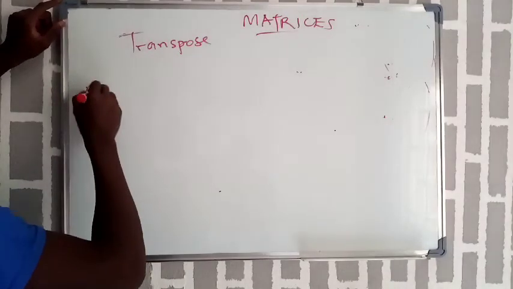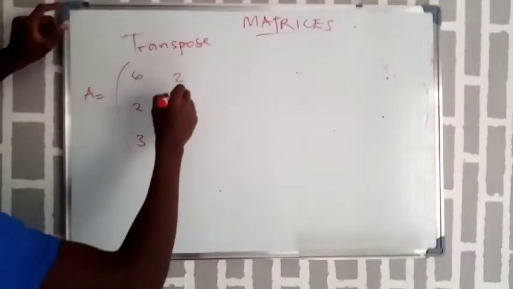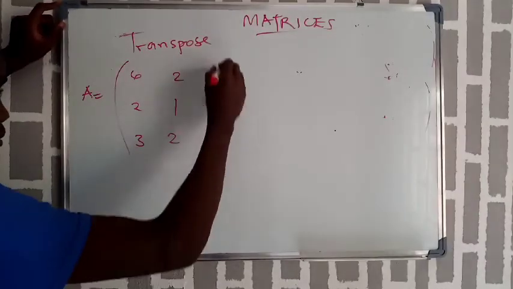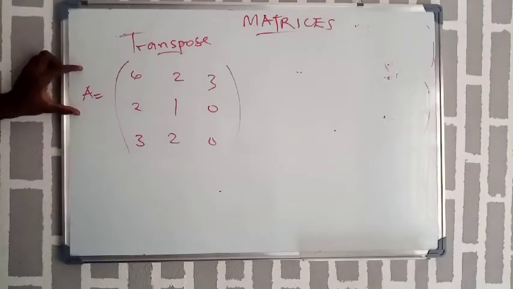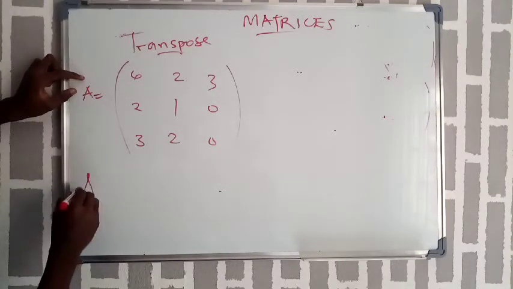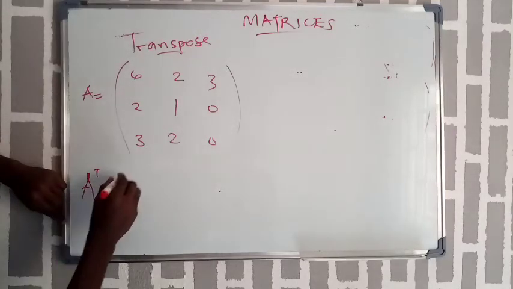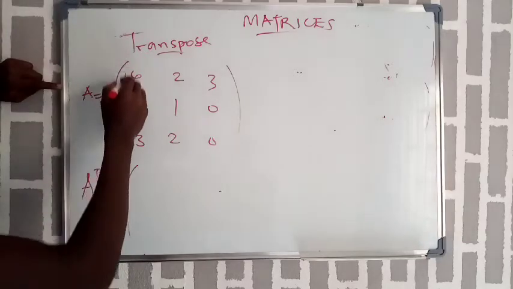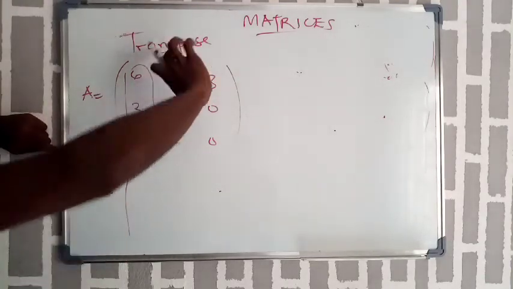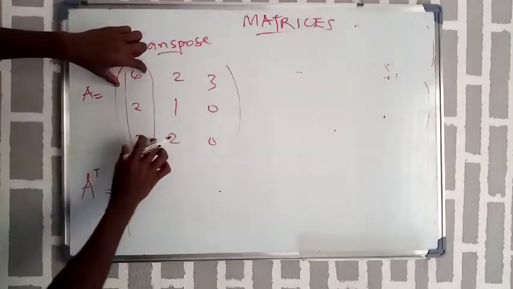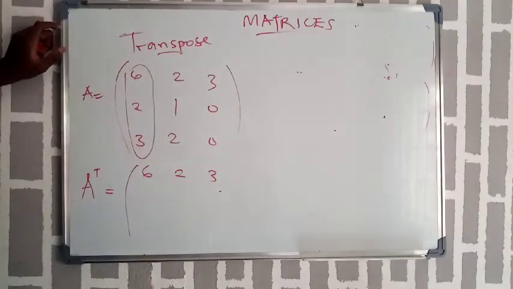If you are given a matrix A, let's say 6, 2, 3, 2, 1, 2, 3, 0, 0. Now we are asked to find the transpose of A. If you are to find the transpose of A, we are going to denote it with A^T. This A^T means transpose of A. What we are going to do now is make this row a column. We are going to make this first row the first column. So this 6, 2, 3 is going to come up here, making it 6, 2, 3.